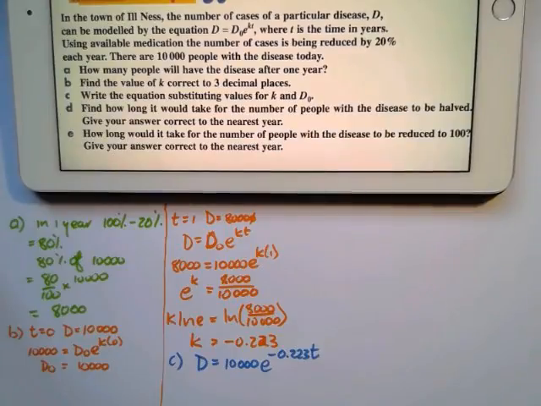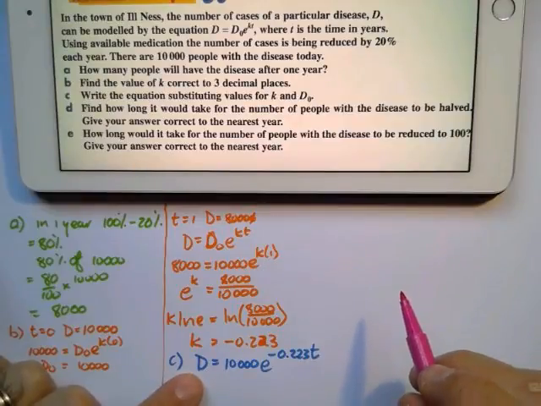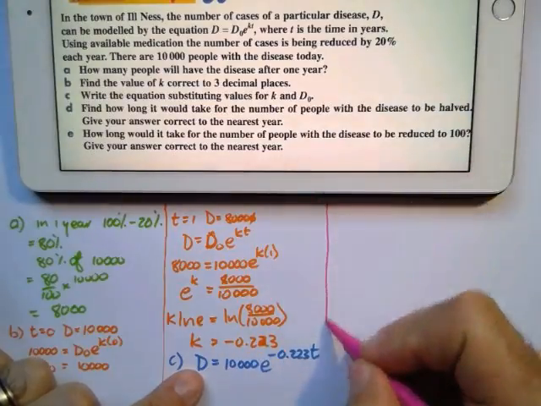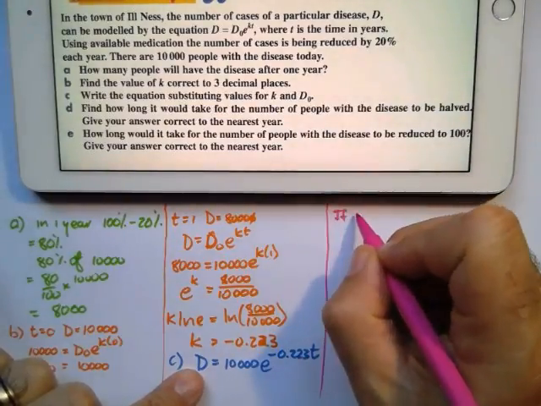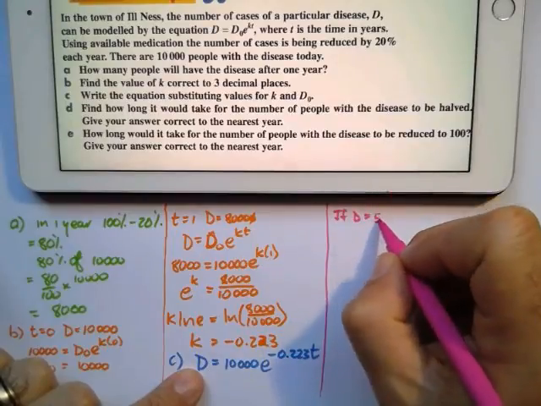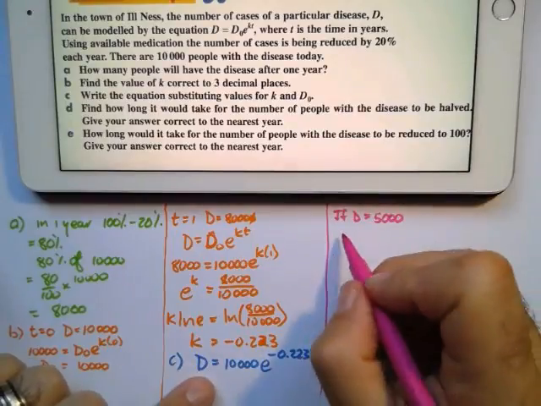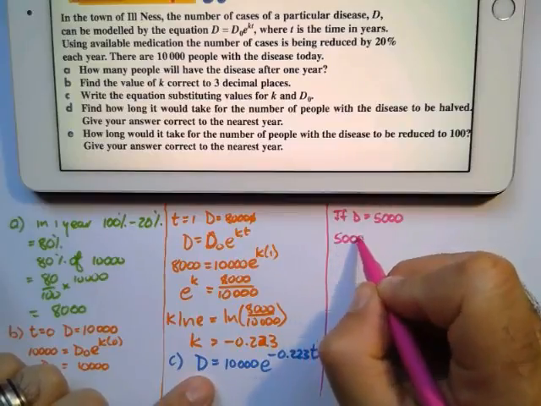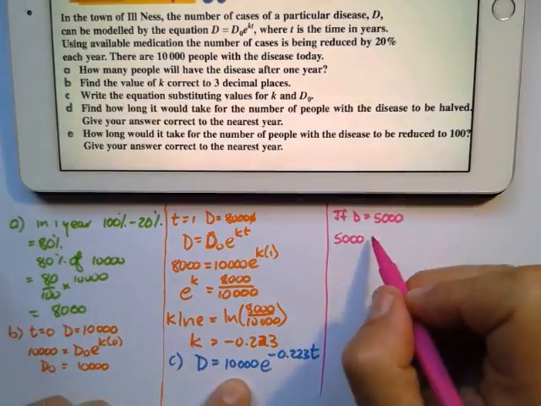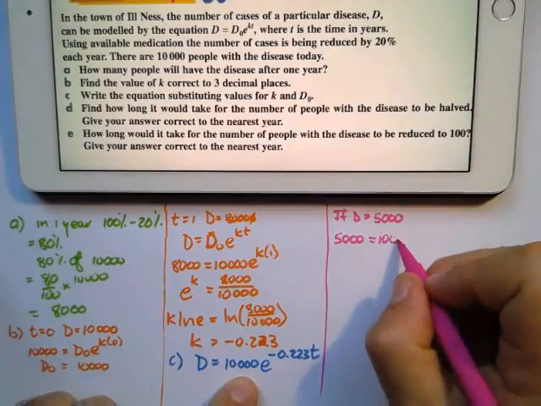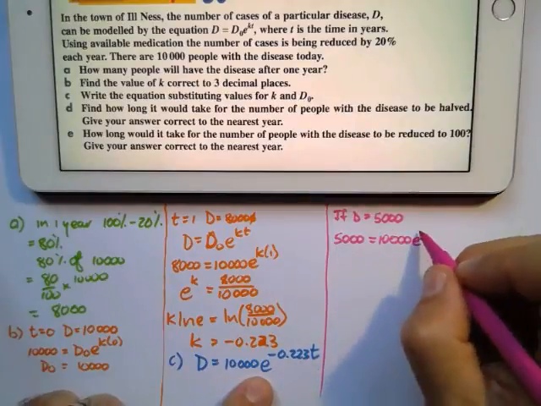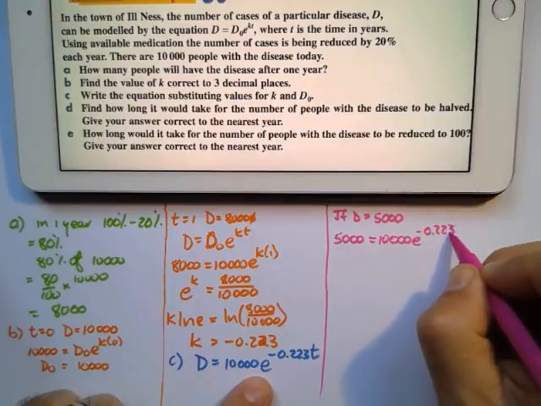If I now want to find how long it would take for the number of people with the disease to be halved. Okay, so to be halved, it means that D needs to be 5,000. If D is 5,000, I'll just substitute that 5,000 back into this. 5,000 equals 10,000 e to the power minus 0.223 t.